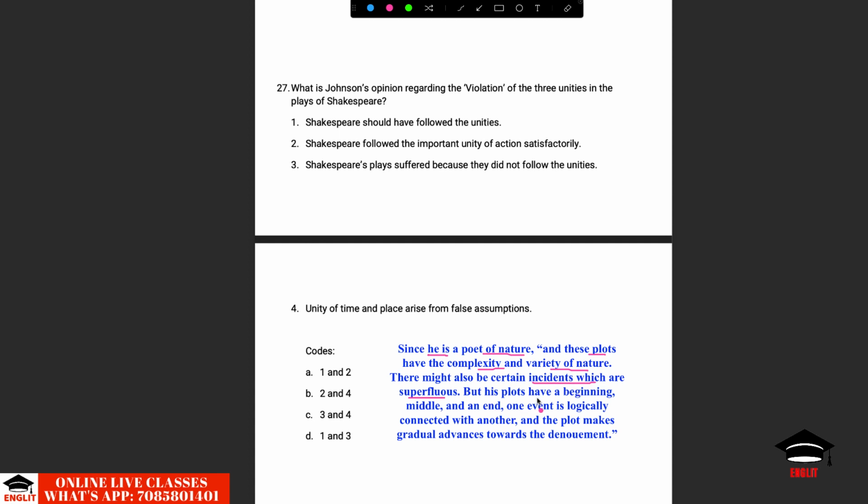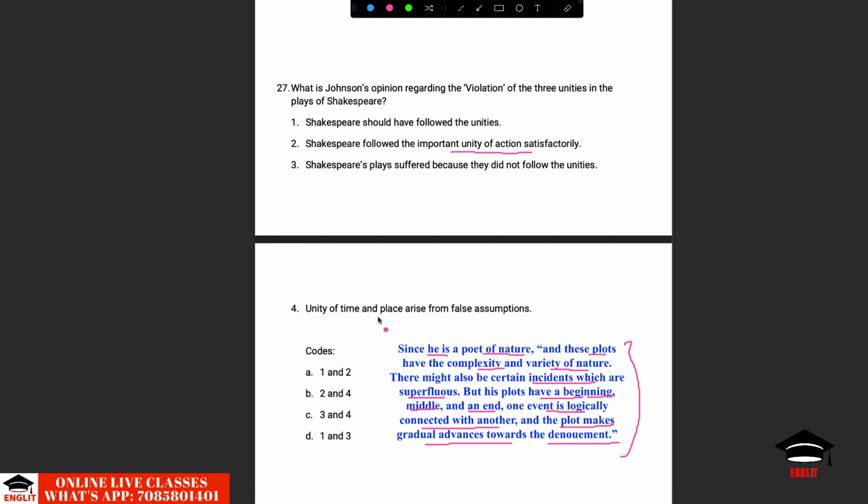But his plots have a beginning. The important thing about Shakespeare's plot is they have a beginning, they have middle, they have end. They are self-sufficient, they are complete in itself. One event is logically connected with another. Moreover, all these events are connected logically. We cannot find anywhere that a certain scene arises out of nowhere, and the plot makes gradual advances towards the denouement. So following Freytag's pyramid, Shakespeare's plot also follows them truly. This plot suggests that Shakespeare followed the unity of action satisfactorily.